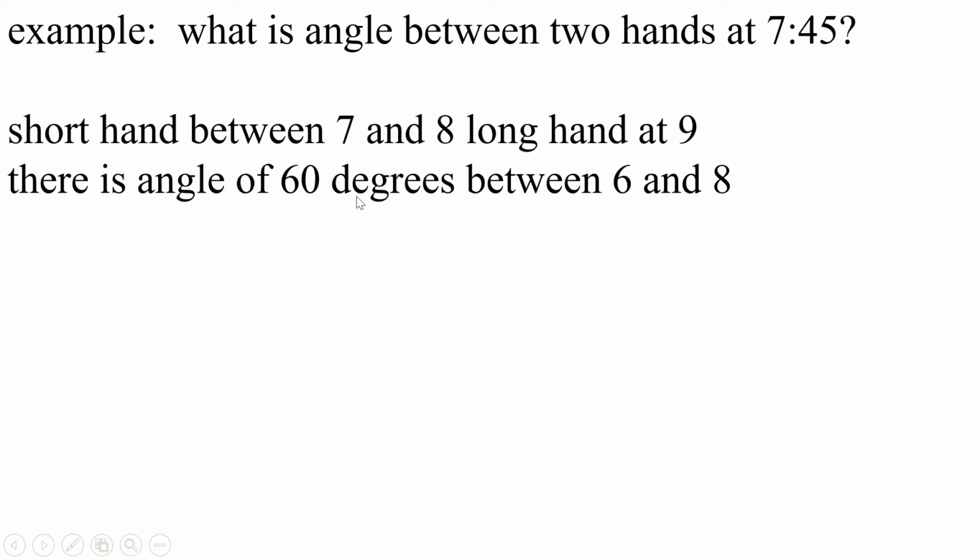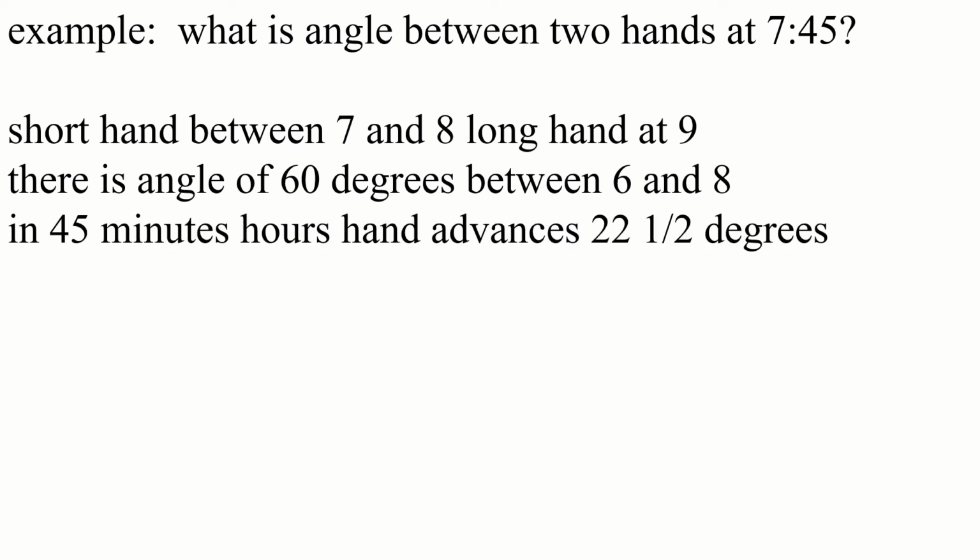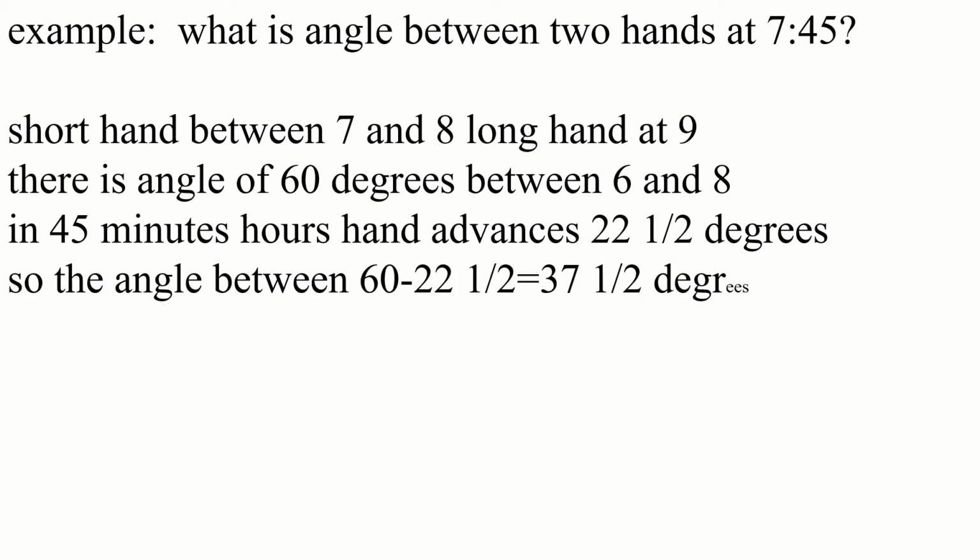In this 60 degrees, the hour hand will also advance. You remember that point. So for 60 degrees, how many degrees will the hour hand advance? 30 degrees. Not that, this is 45 minutes. Sorry. In 45 minutes, the hour hand will rotate 22 and a half degrees because for a minute it is 0.5. So simply subtracting 60 minus 22 and a half, you get 37 and a half degrees. This is the angle between two hands when the time is 7:45.